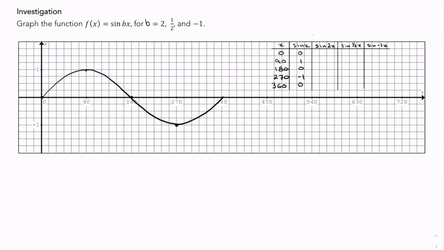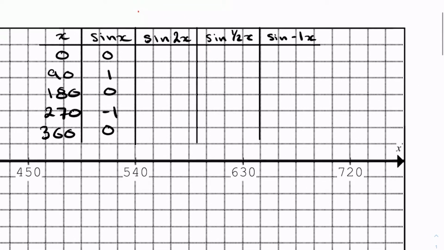You'll notice that I have a base graph for sine x, and over on the right-hand side I have a table of values where x and sine x are listed, and then I'm going to vary b, where b is 2 over here, b is a half, and then I'll have b equal to -1. So let's take a look at each of the following values of sine under these transformations by filling out the table first. I'm going to start off with this one here, highlighted in red, looking at sine of 2x.